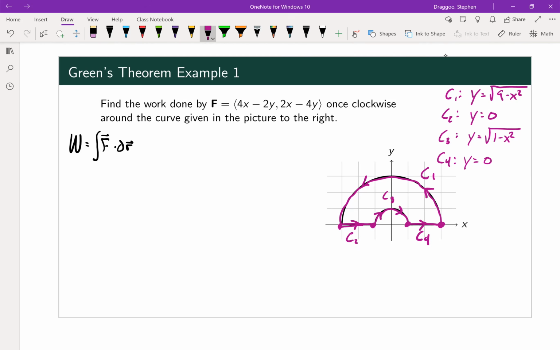So I can describe each one of those curves. And then if I really, really wanted to, I could take a line integral along each piece. It'd be 4 separate integrals, but I could come up with the work done. And I'm here to tell you that that is likely a giant pain. So let's not do that, and instead, apply Green's theorem.